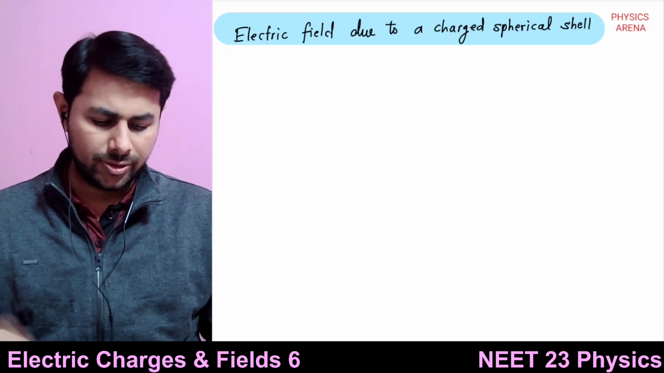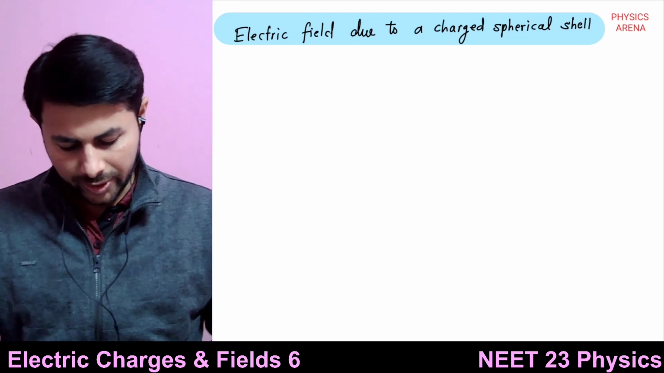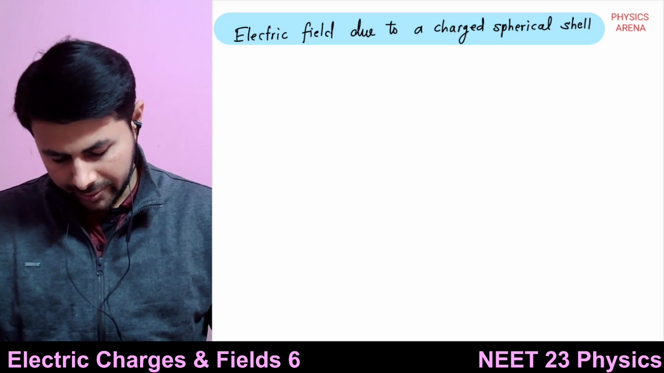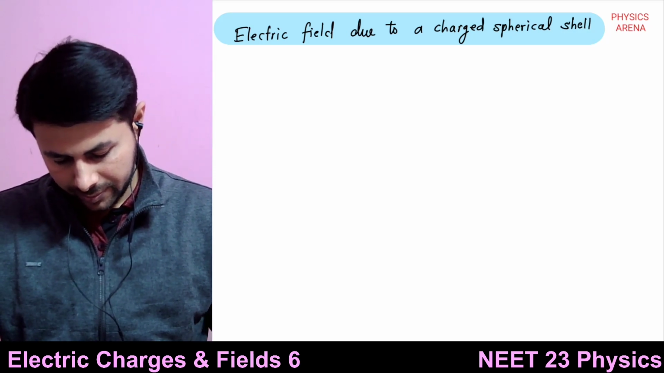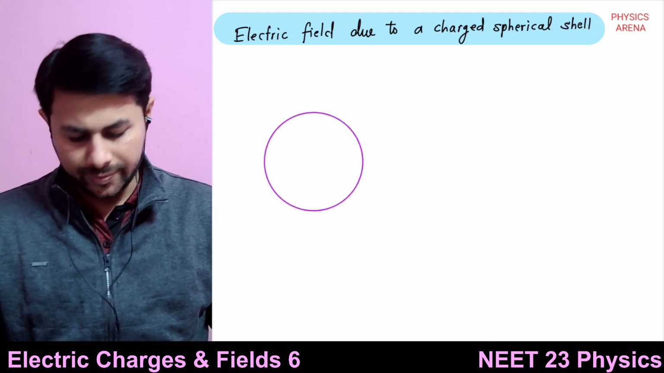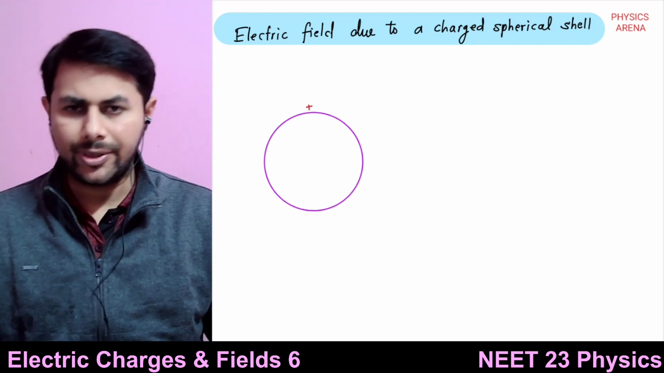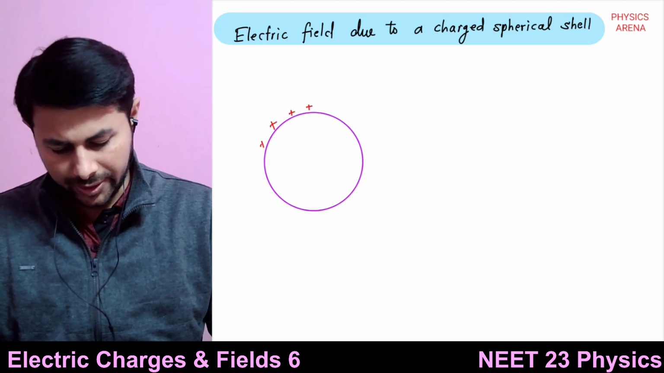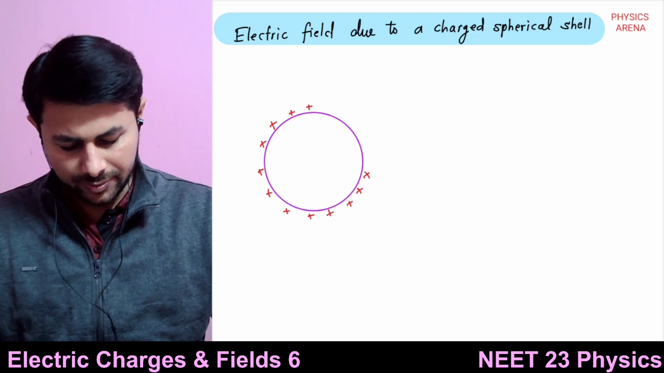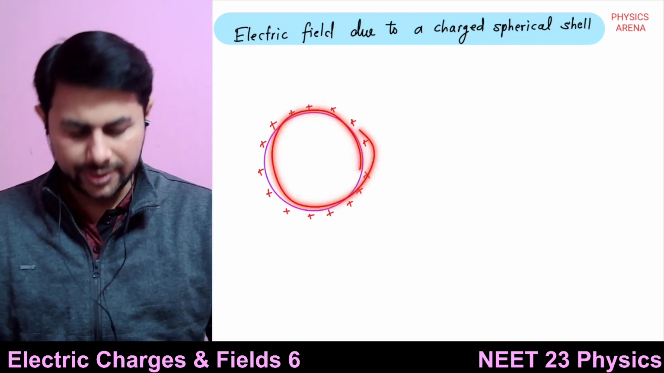Electric field due to uniformly charged thin spherical shell. This is what we are going to find out now. So let's suppose that we have a spherical shell like this, and the spherical shell has charge capital Q uniformly distributed all over its surface area. Okay. So this is a spherical shell.